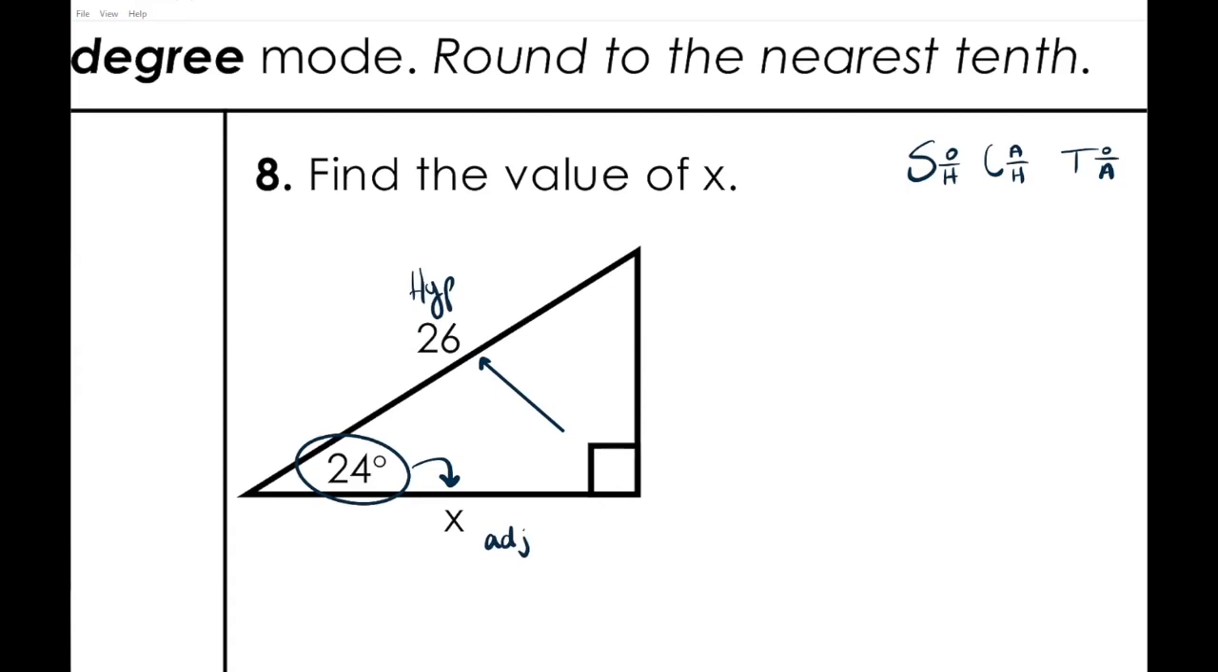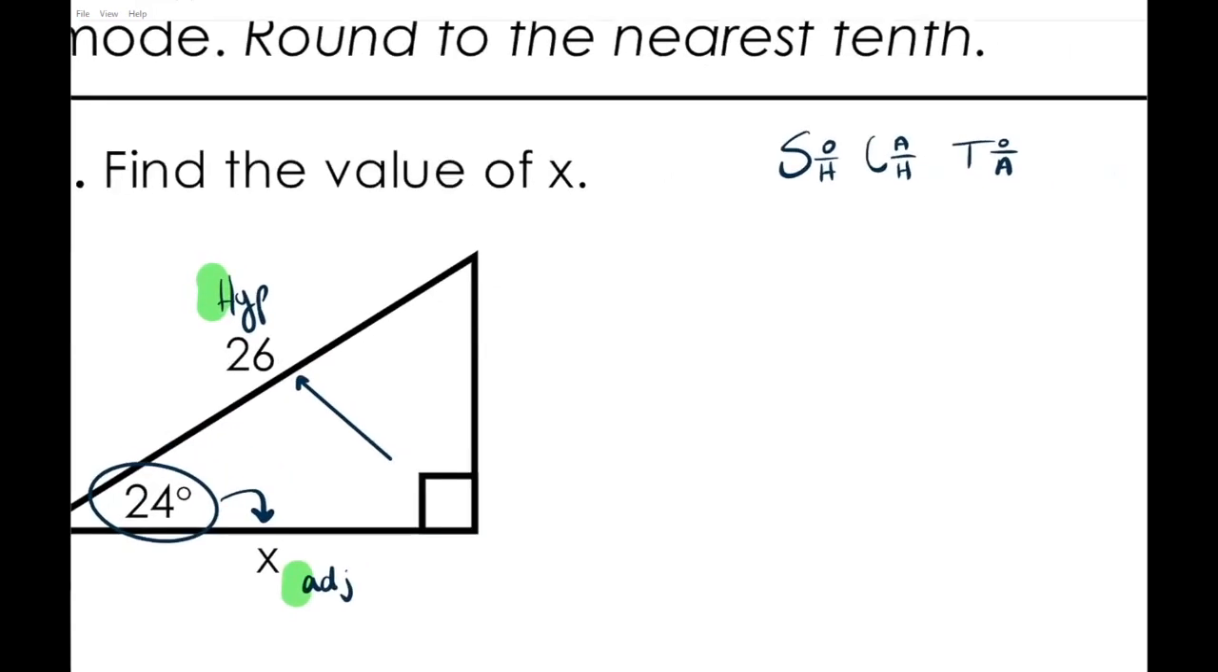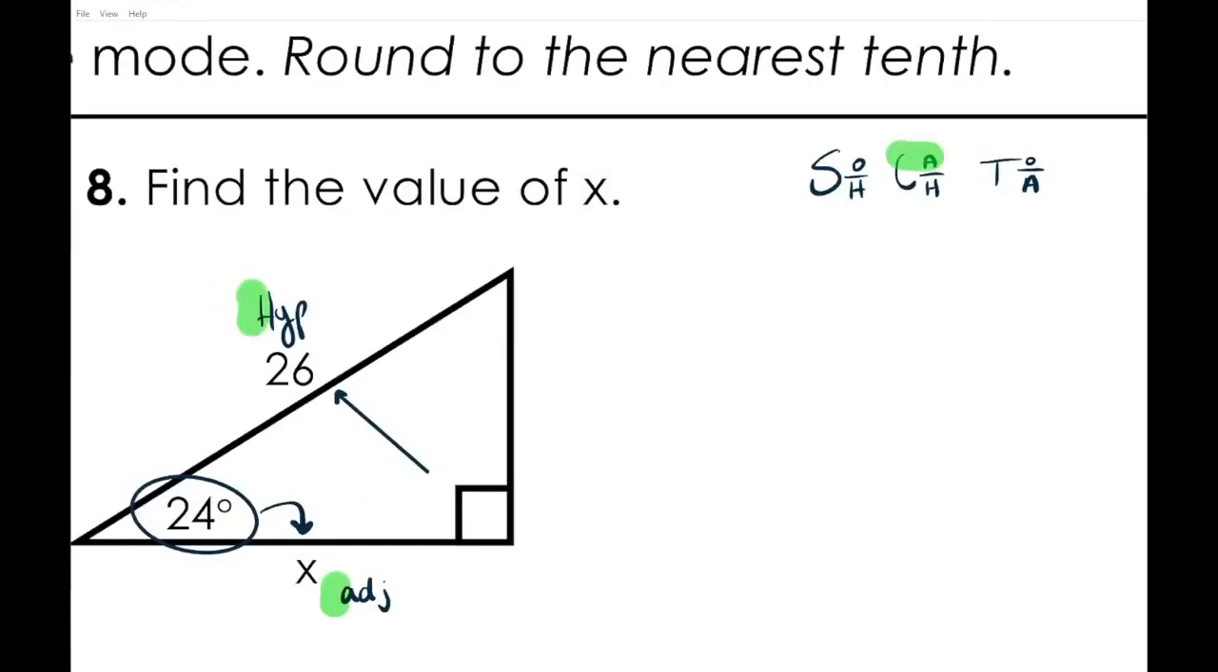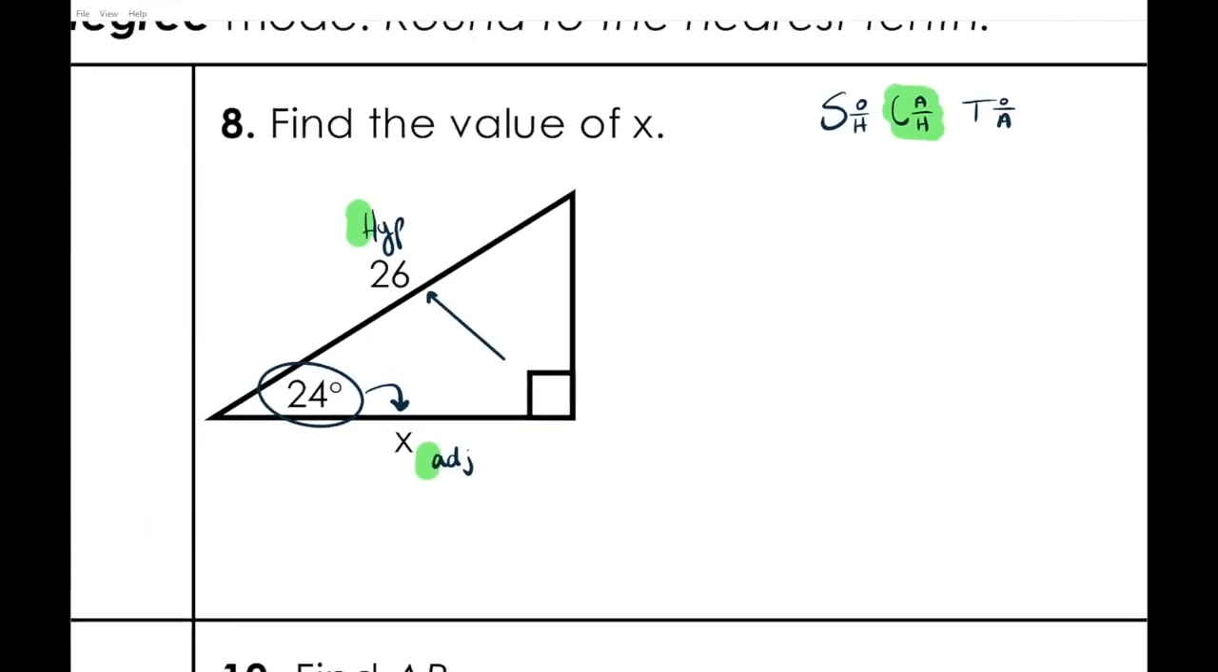So again, look at the first letters. We have H, we have A in our SOHCAHTOA. That is cosine. So cosine of angle 24 is equal to the adjacent side over the hypotenuse. You do not have to continue to write that out if you don't want to, but early, it's a good habit to be in. So cosine of 24 is x over 26.